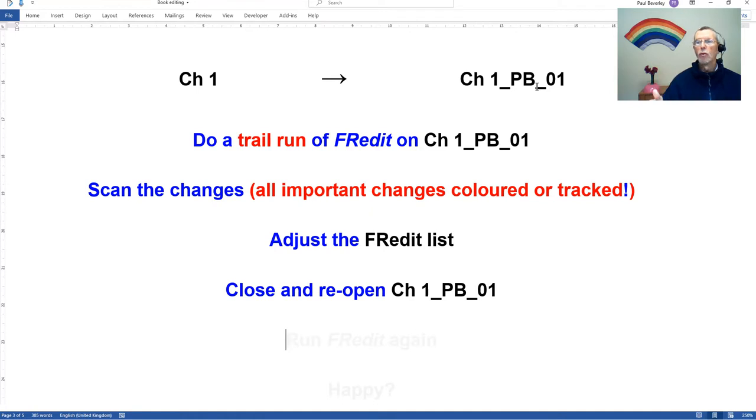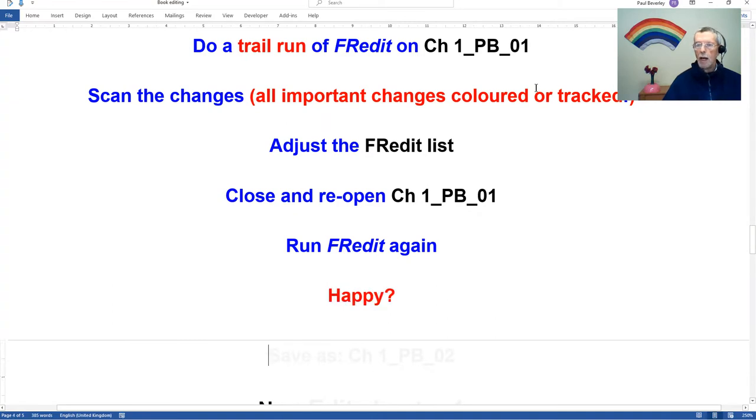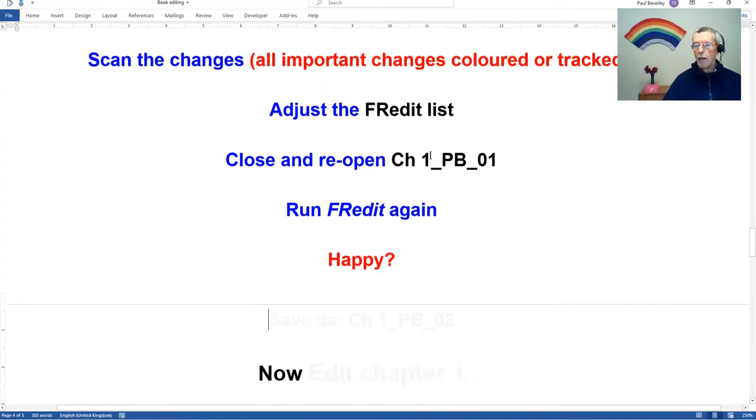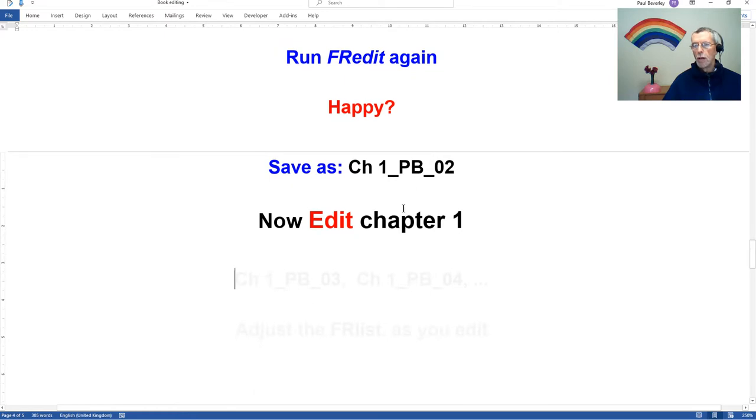So I would close that PB01 file and reopen it. So in other words, it's back just to a copy of CH1. So I'd reopen the PB1 file, and having made the changes to the Fredit list, then I would run Fredit again. Does that look all right? Yeah, okay, fine. Now we can get started. I would save it as PB02, and I'm ready to edit chapter 1.